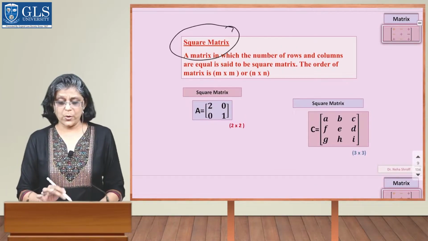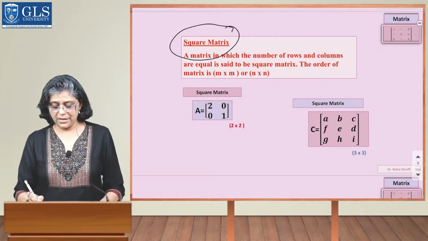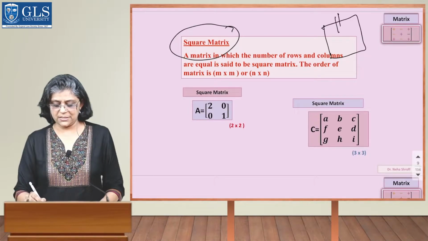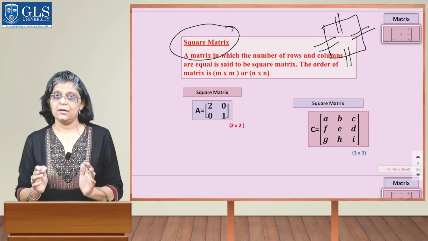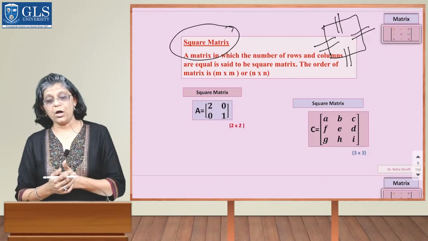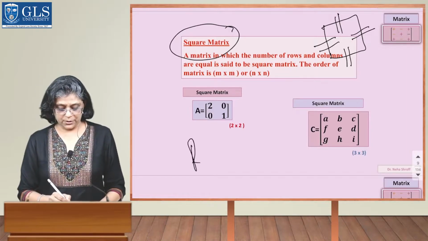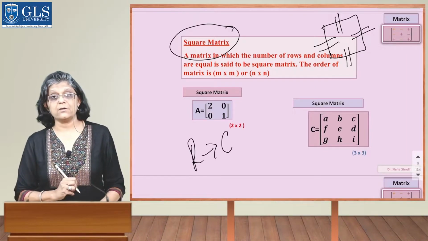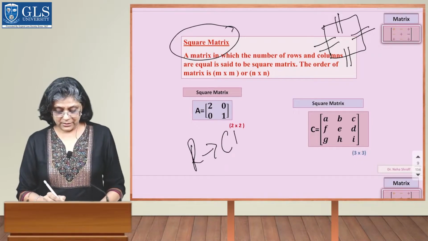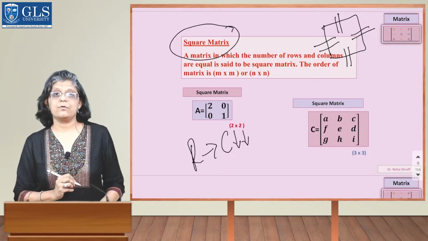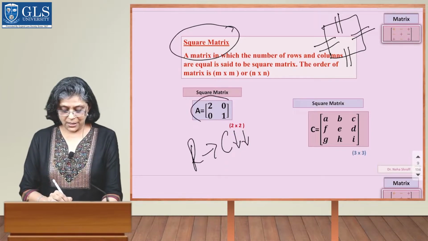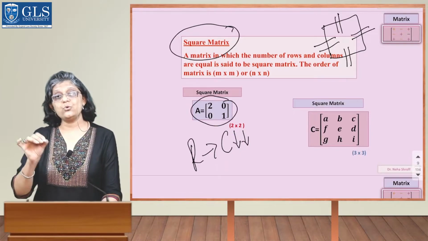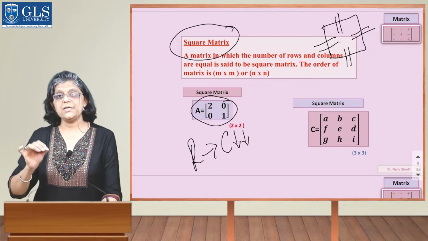Now comes square. What do you understand by a square? Square means this is same as this, this same as this, which means all sides are equal. Here we don't think of all sides, but the main focus is on the row and the column. So we say that the number of rows and number of columns are same. Clear? So here A is 2, 0, 0, 1.